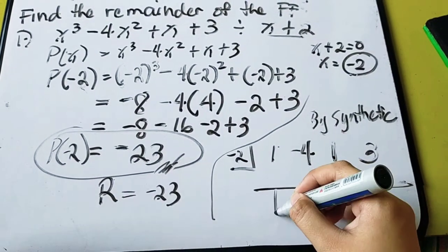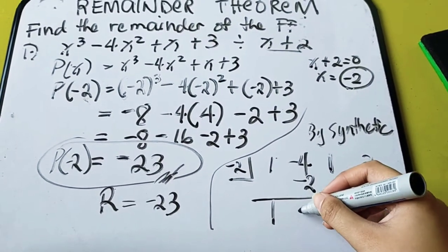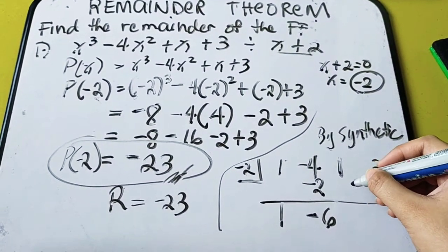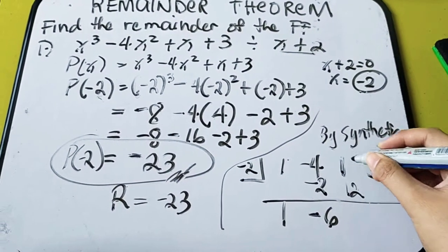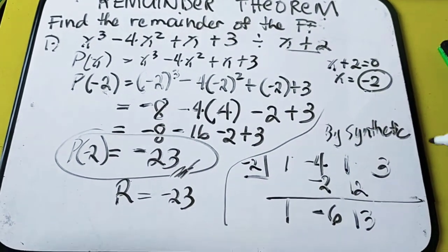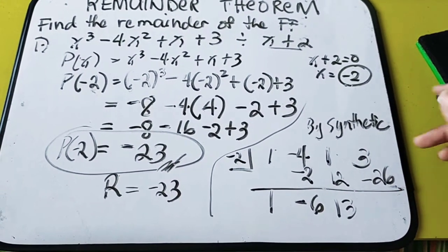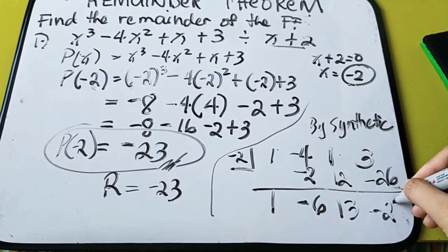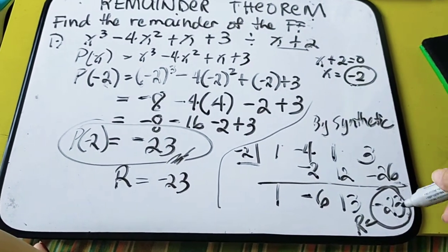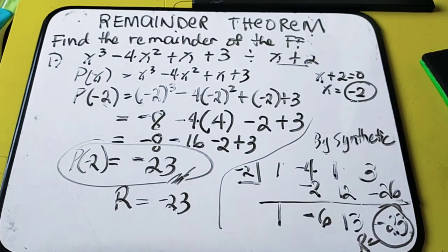Next, bring down 1. 1 multiplied by negative 2 is negative 2. Add. The answer here is negative 6. Multiply. The answer here is positive 12. 12 plus 1, the answer is 13. 13 times negative 2, the answer is negative 26. Subtract mo to kasi different in sign. The answer is negative 23. So, this is the remainder. Okay? Para siya, negative 23 and negative 23. Okay? Let us have another example.